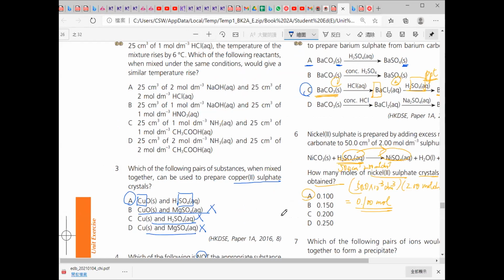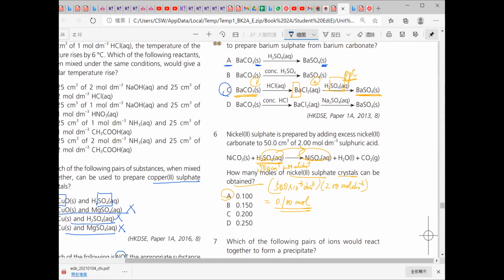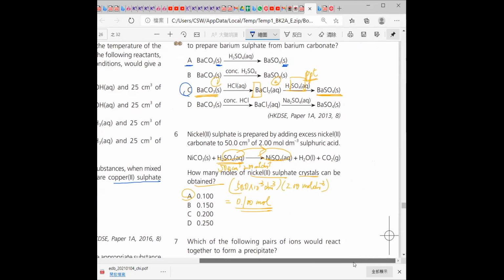How about question 7? Question 7. I found that many of you choose B, about 73%. Okay, question 7, B, that is correct.